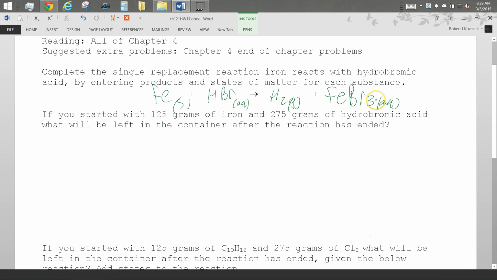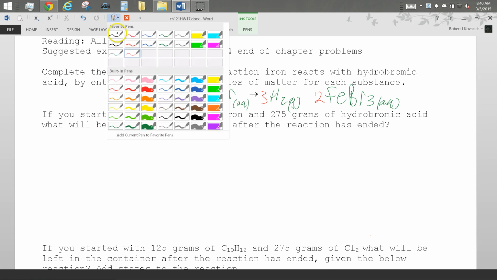So how do I make an even number of Brs? Yeah, so if I put a 2 right here, now I've got 6 bromines on my right, and so what do I do on my left? Put a 6 right here, and then I can put what? A 3 in front of my H2, and then a 2 in front of my iron, and I'm good. Okay. So if I start with this 125 and 175, what will be left in the container when the reaction's over?